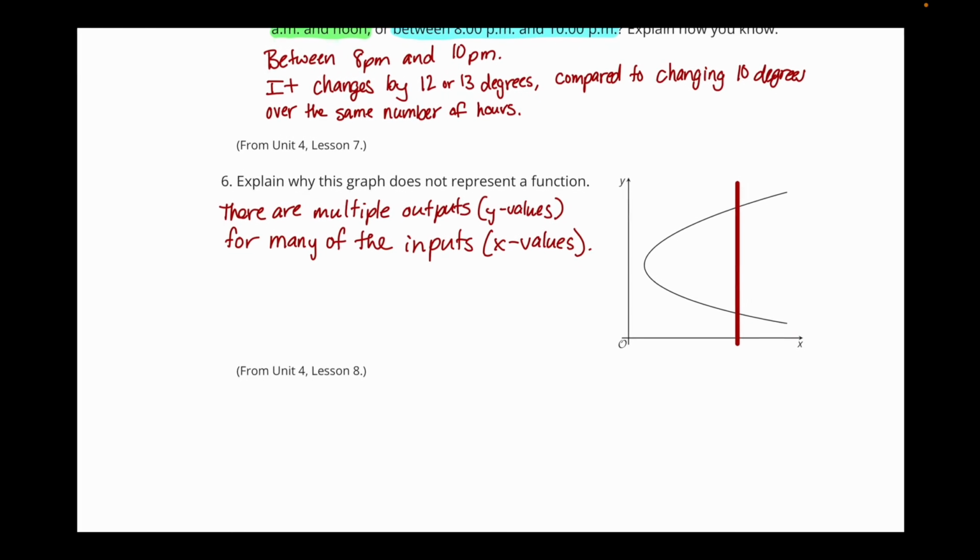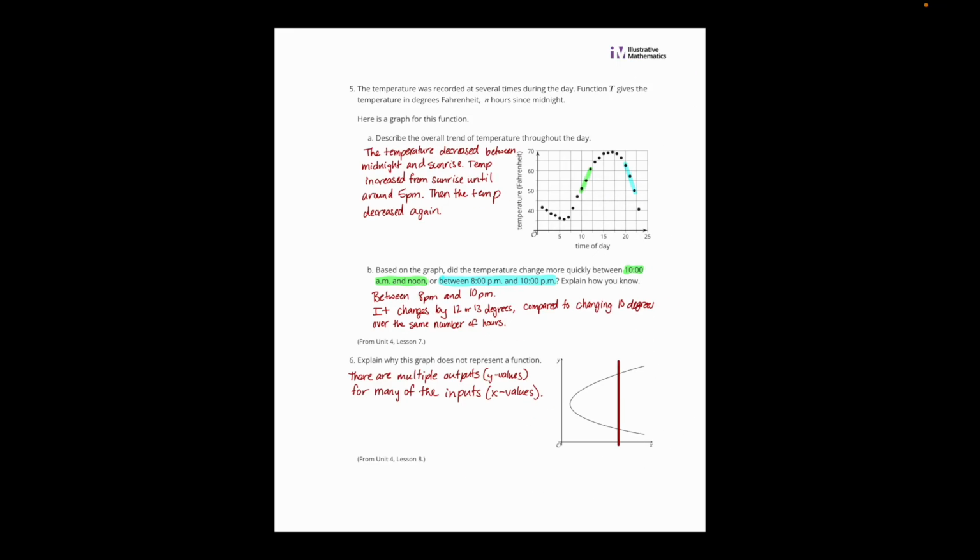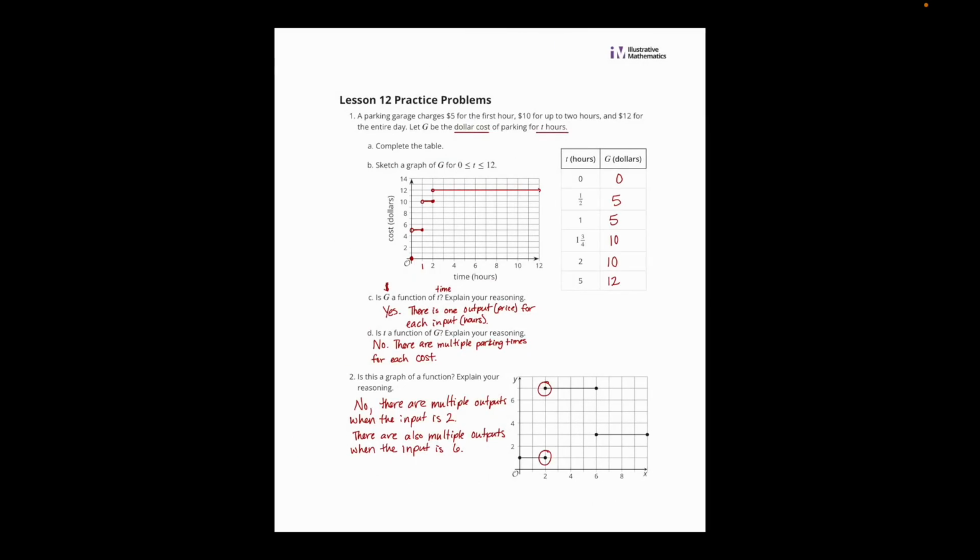And that is going to be the end of our homework questions for this assignment. So that was the lesson 12 cumulative practice problems. That was unit 4, lesson 12 for Illustrative Math, Algebra 1.